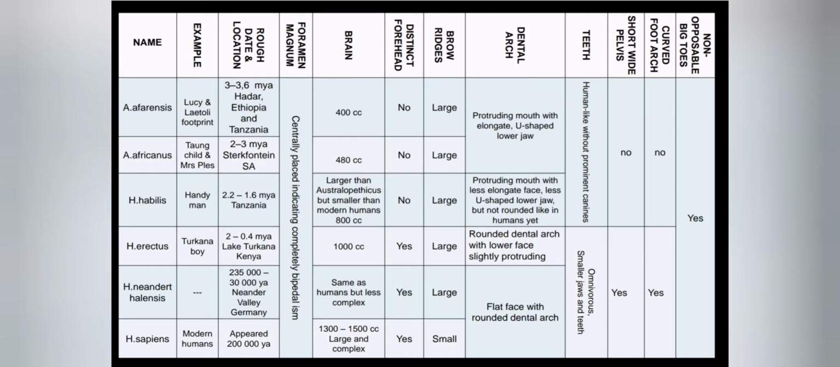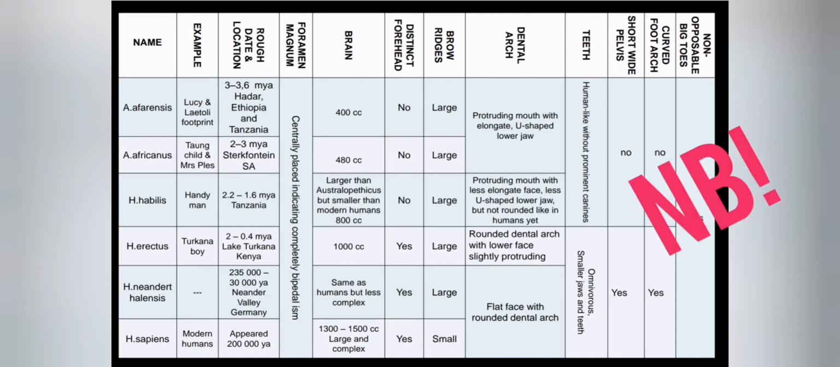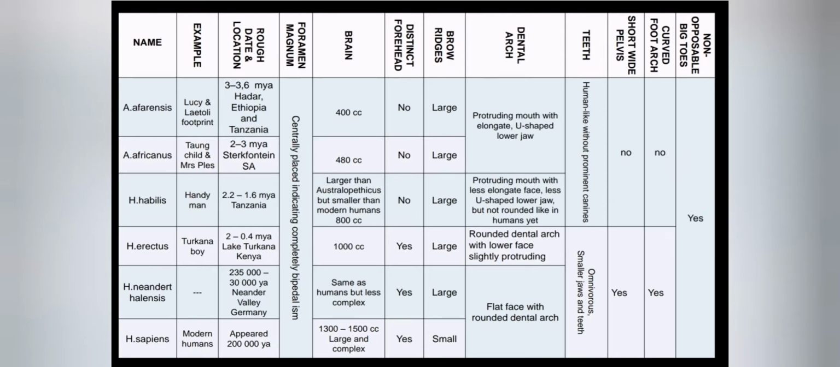Now this table provides a lovely summary of the different species we're going to look at, their individual features, their face shape, their teeth, and so on, and specific examples of each species, how old they are, and where they were discovered. And this is the crux of what you need to know about hominid species. So print it, learn it.